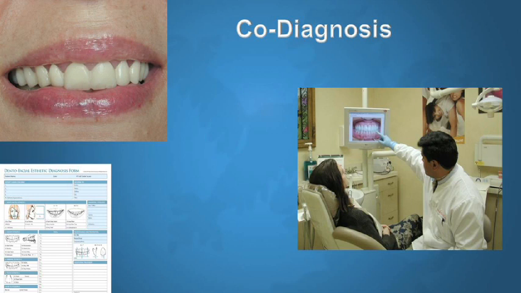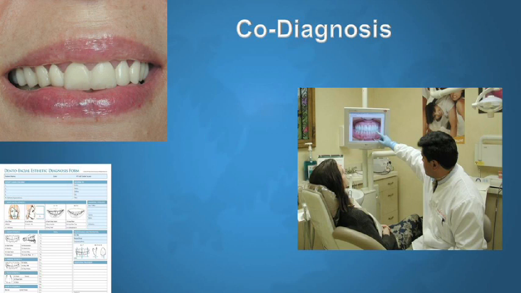So I developed my own system about 15 years ago, again called the Dento-Facial aesthetic diagnosis system, using a form and really sitting with the patient and doing co-diagnosis, because again, aesthetics is subjective. We all like different things. We know there are certain aesthetic principles that we need to abide by, but even within those principles, there are still variations.